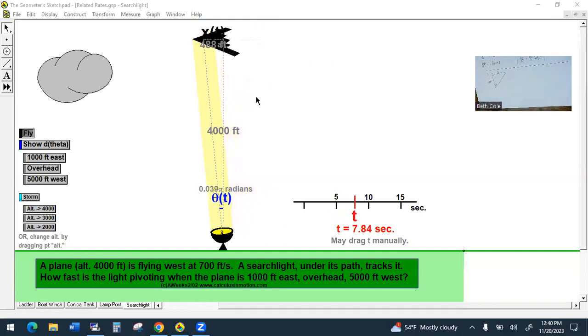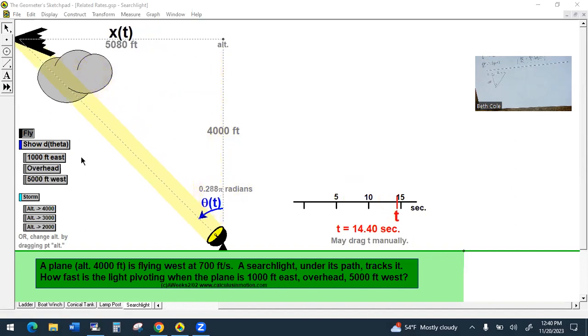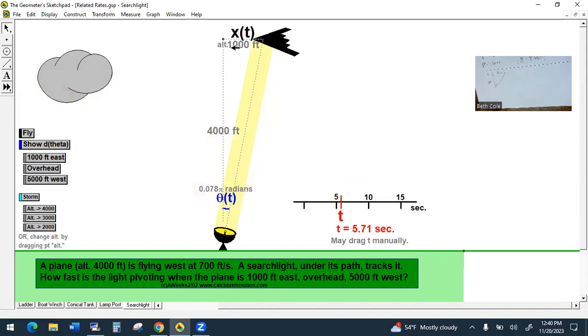Now the plane is moving, so we have to label this with a variable. They called it x, so I'm going to call that x as well. Let me put it back to where we want here. I paused it at 1,000 feet. So reading our little green box at the bottom, a plane at altitude 4,000 feet, we got that, is flying west that way. Is anyone else directionally challenged? I always have to draw a compass. At 700 feet per second.